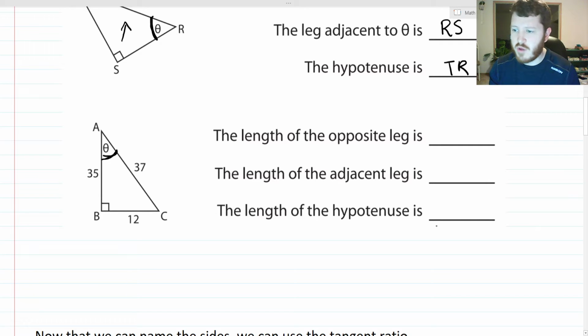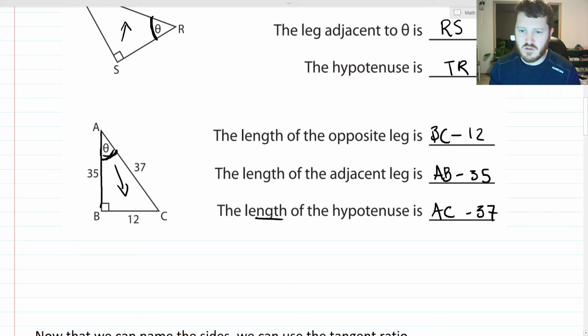Looking at another triangle, we're talking about this angle. So I'm going to do the hypotenuse first because it's always the longest side. It's always across. This is AC, but in this one it's asking us for the length, so that is 37. The adjacent leg, if this is our angle, this is the hypotenuse, that means this must be the adjacent, AB, which is 35. And that means finally our opposite must be BC, which is 12. And let's check. That is across from our angle. BC is 12.